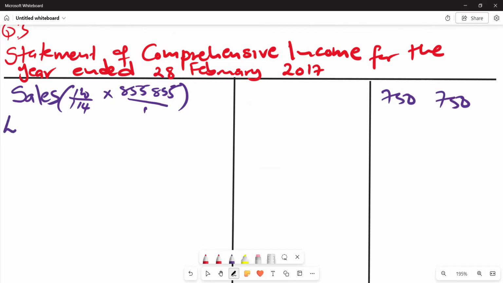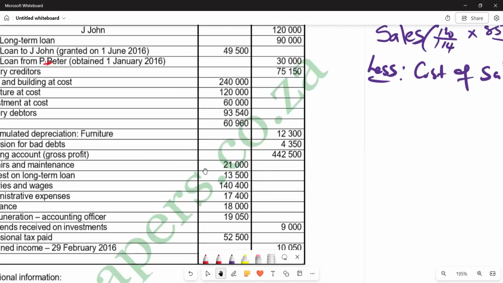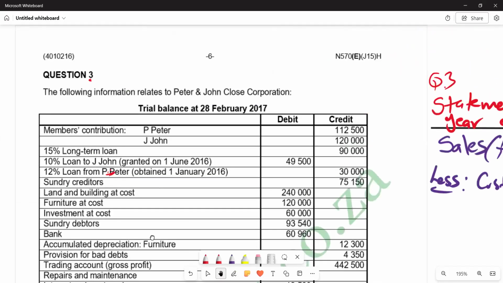What we're going to do now is move on to the next section, which is our cost of sales. So we just say less cost of sales. For cost of sales now, we try to find out again any figure that we are given. We go again to the list of balances, that is our trial balance, and we start by looking for the figure for cost of sales.